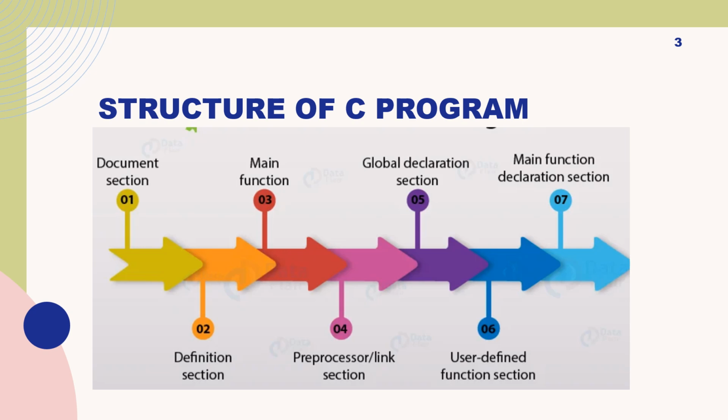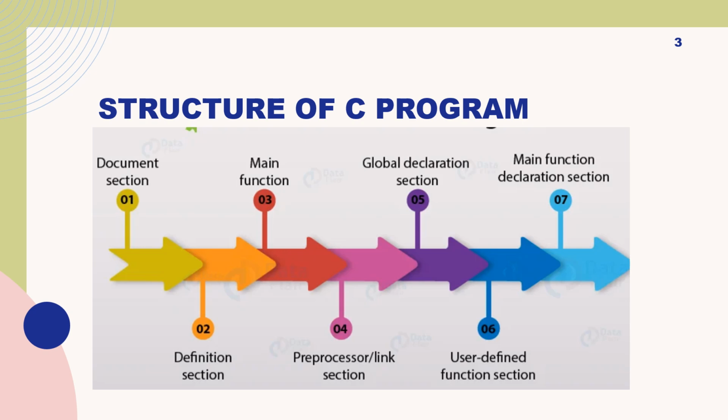Coming to the global declaration section, it has the global variables, function declarations and static variables. Variables and functions are declared in a scope that can be used anywhere in the program. So this global declaration is done before the main program.